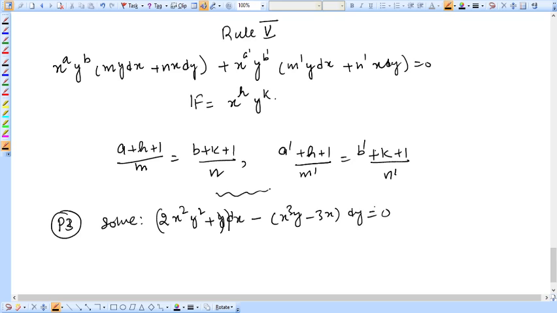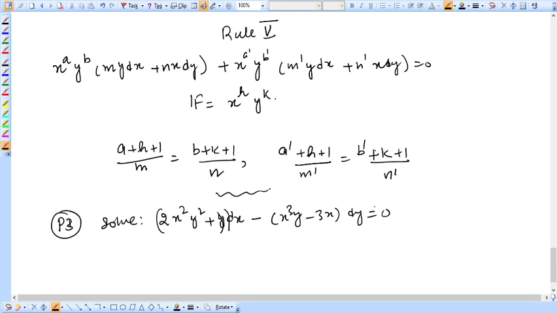So how are you going to solve this problem? Firstly, you will write what is M and what is N, and then you will check the two derivatives. Then you will come to know that the two derivatives are not equal to each other. Thus you will be able to say that this equation is not exact. Now in order to make it exact, you will be finding some integrating factor.